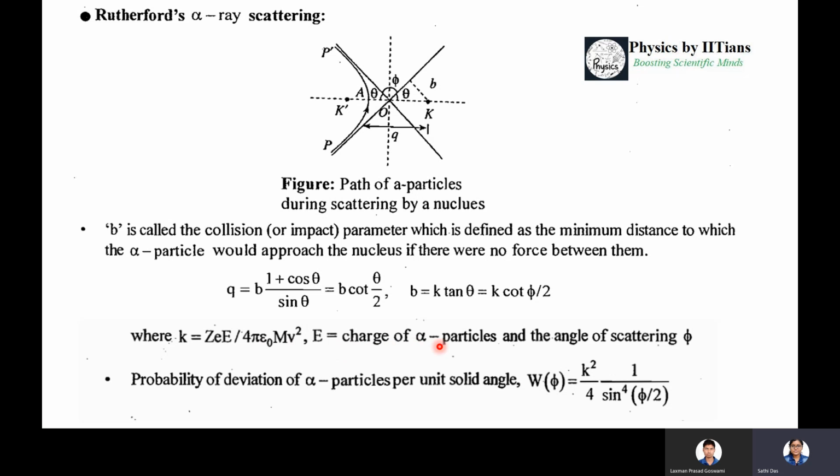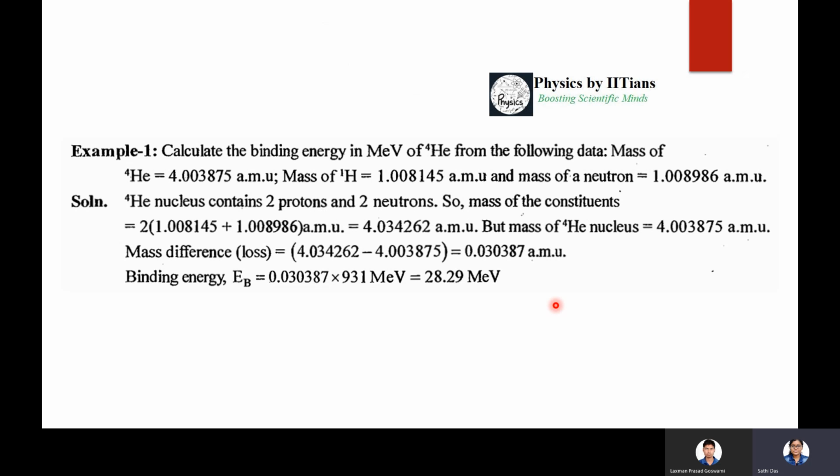E is the charge of the alpha particle, and the angle of scattering is phi. For unit solid angle, N(phi) equals k square by 4 sine to the power 4 phi by 2. So let us take some examples. Whatever we have read here, we should know how to implement whenever we face some problems, and how to use those formulas to find the answers.